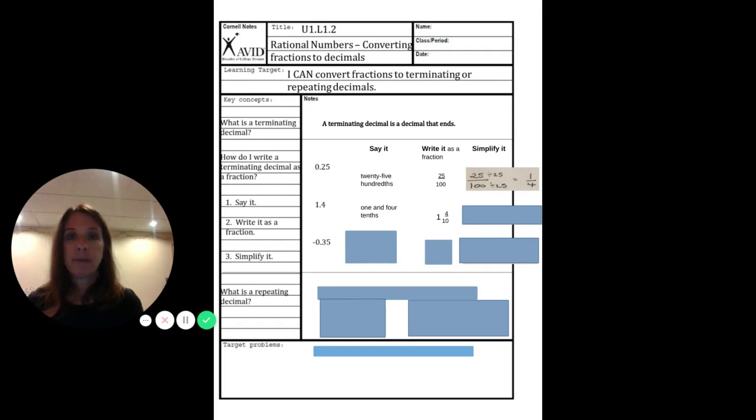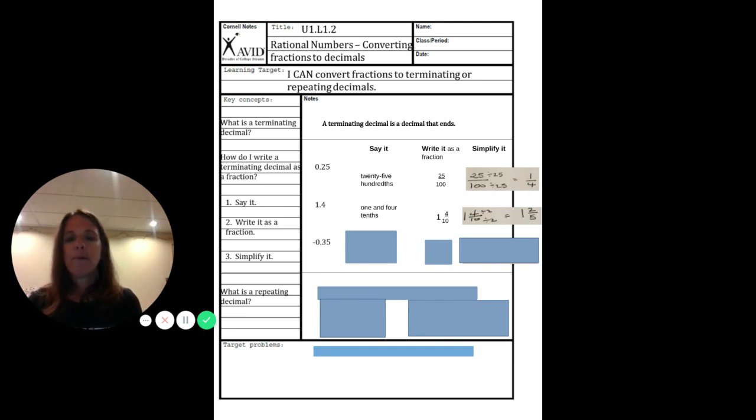Now when we look to simplify, we're just looking at the fraction. So 4 over 10. Do the numerator and denominator have a factor in common? Yes, they're both even, so we can divide them each by 2, and you'll see that in my work. 4/10 becomes 2/5, so our final answer is 1 2/5. 1 4/10 is equal to the mixed number of 1 2/5.